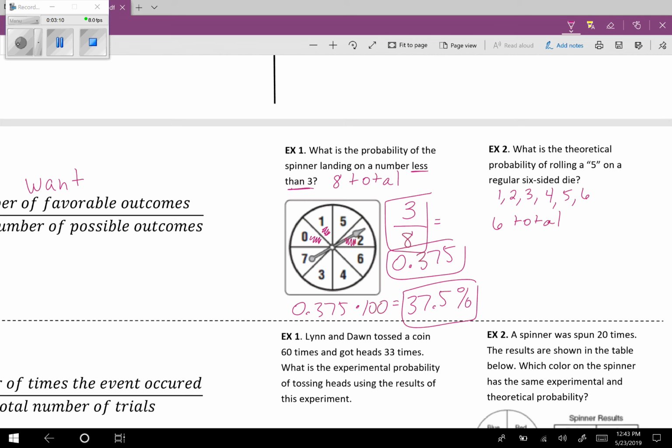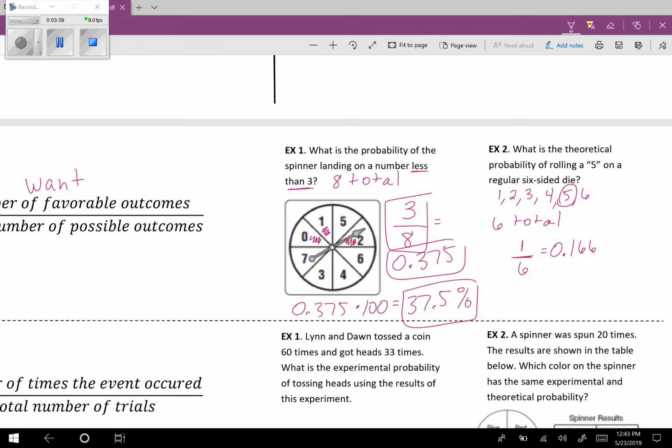And then we need to see rolling a 5. Well, how many times does 5 show up on our list? 1 time. So we have 1 favorable outcome out of 6 total. So again, turn this fraction into a decimal. So 1 divided by 6, Control Enter. Okay, you get 0.1, and then you got 6 repeating.